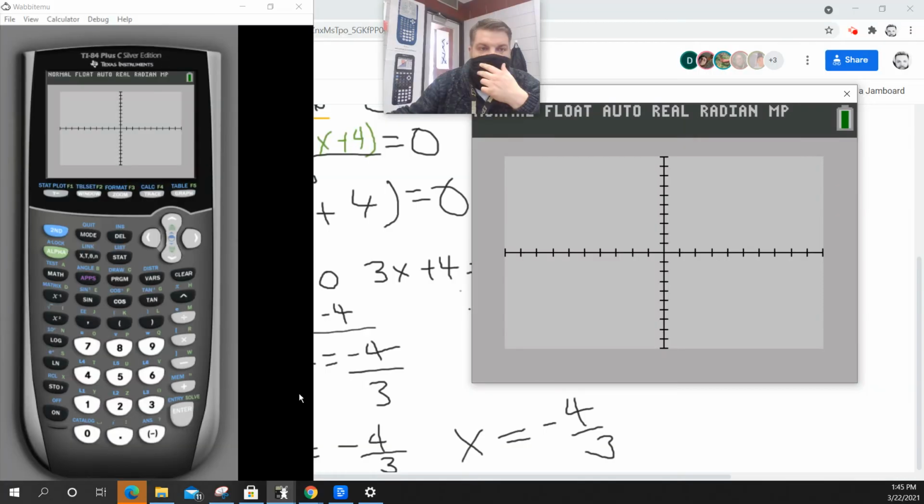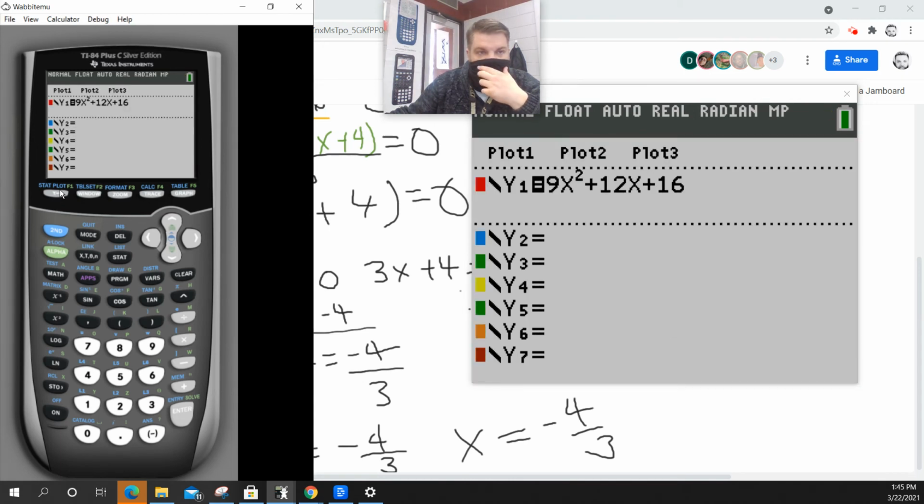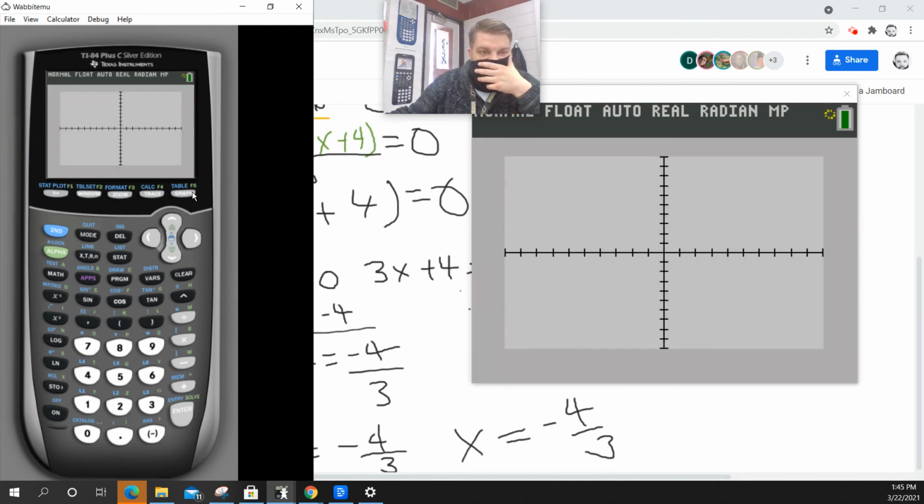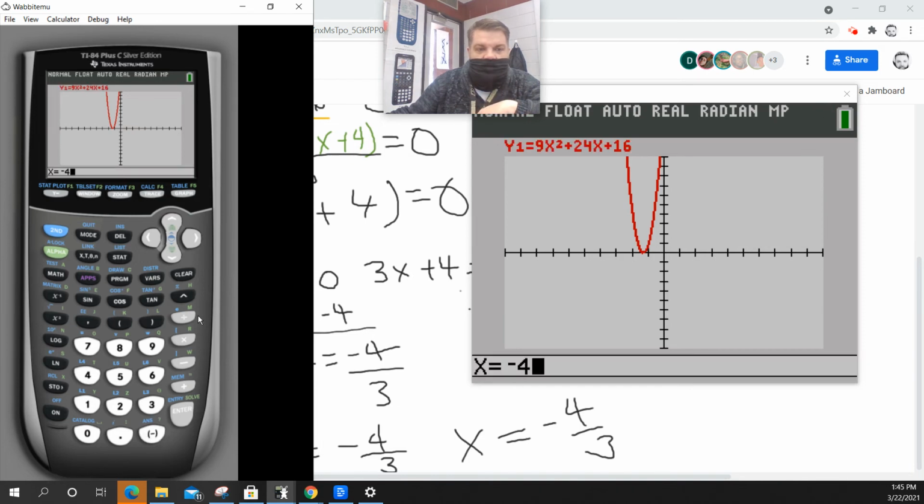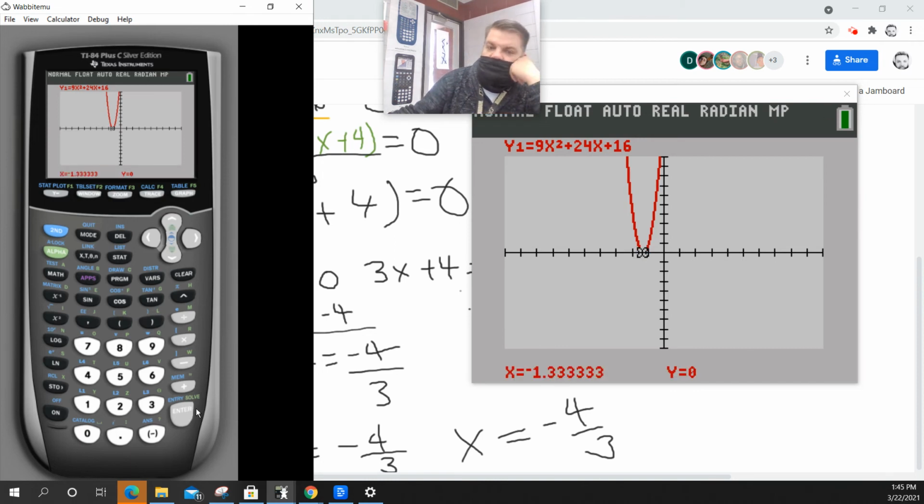Oops, let me do this real quick. 9x squared plus, oh no, it's not 12x, it's 24x, right? We got to go to the original. So now if I zoom in on this, or if I just hit trace, if I put in negative 4 divided by 3, guess what happens? Boom, y equals 0. Okay?